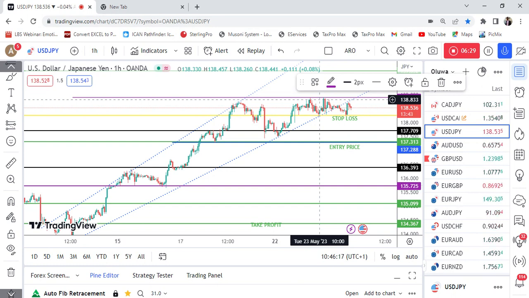Then the next thing is, what is the entry trigger? Our entry trigger.